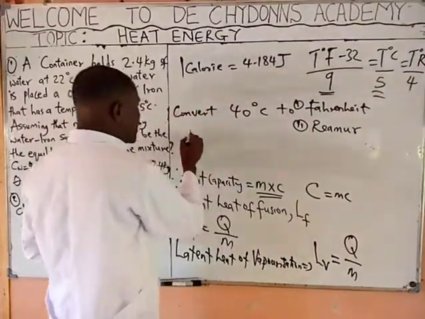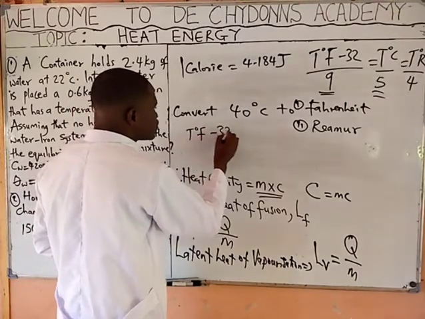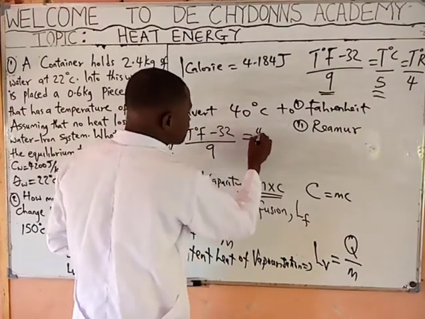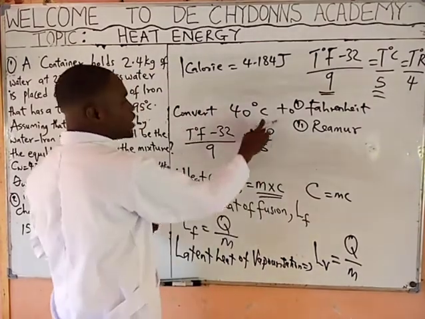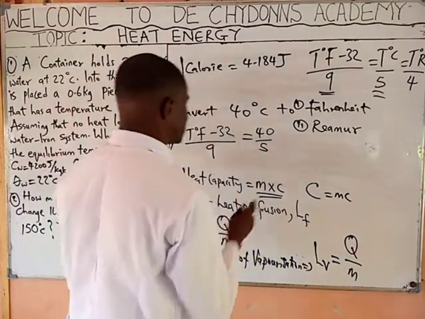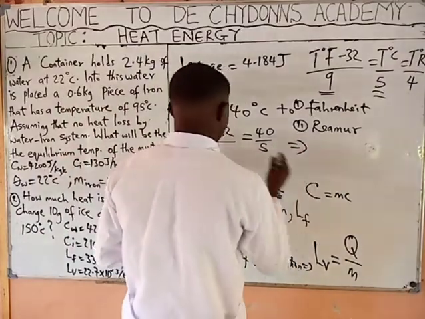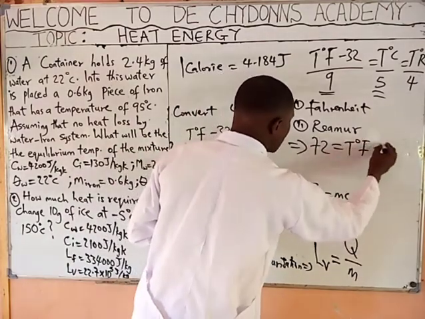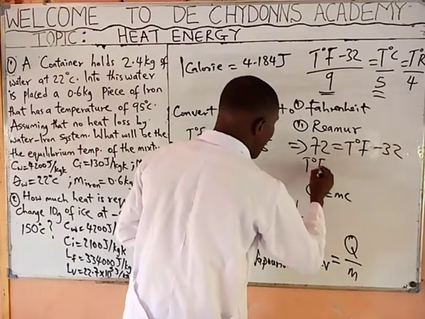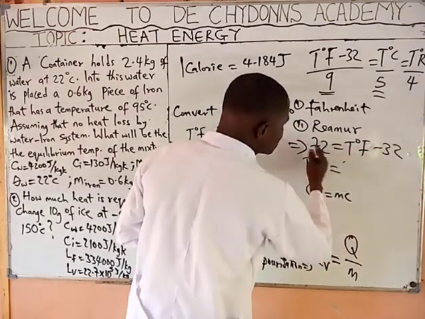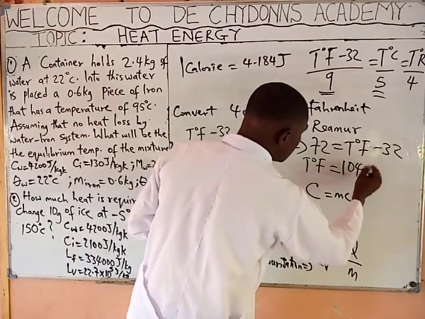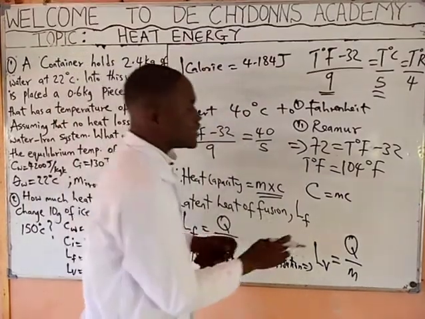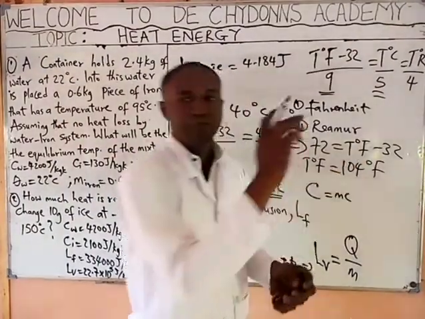Degree Fahrenheit minus 32 all over 9 is equal to Celsius, given to us as 40, all over 5. 40 all over 5 gives you 8. It implies that 8 times 9, 72, equals degree Fahrenheit minus 32. Then degree Fahrenheit equals 72 plus 32, which gives you 104 degrees Fahrenheit. It simply means that 40 degrees Celsius or centigrade is the same thing as 104 degrees Fahrenheit.